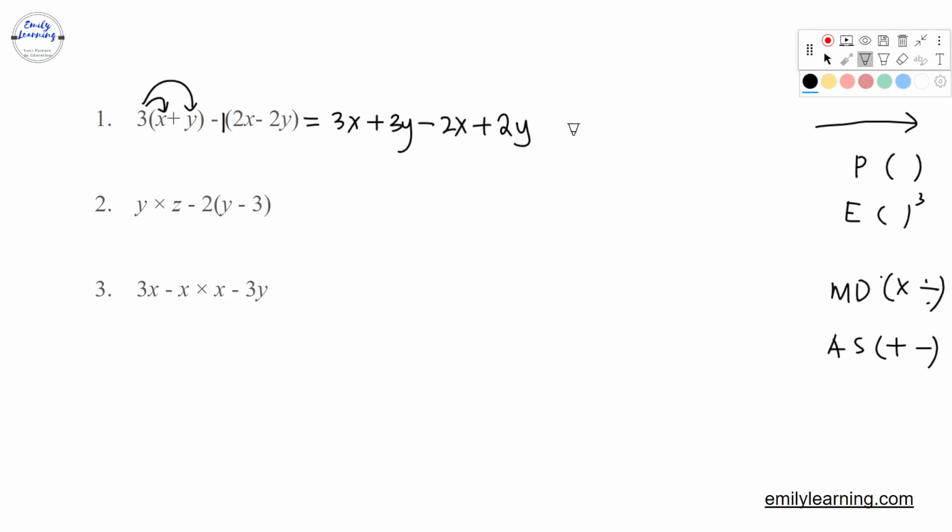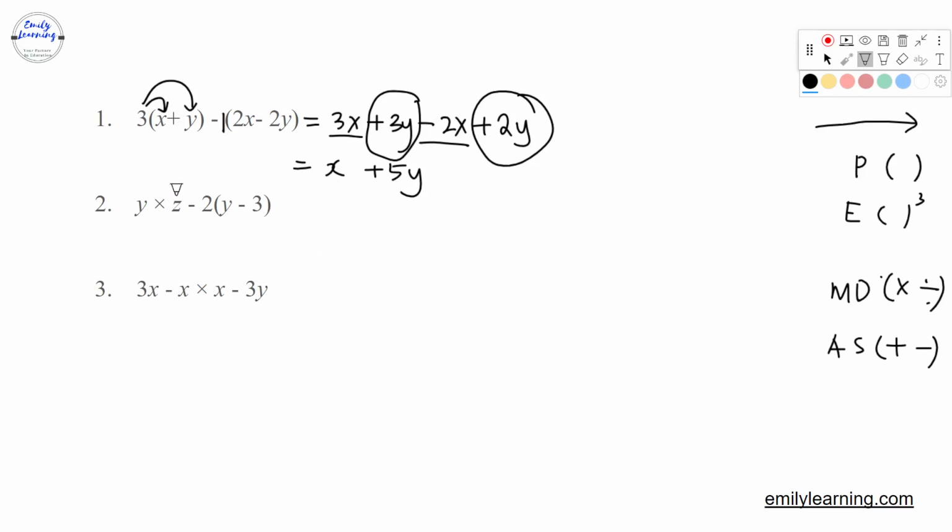Now that I've done this, next I can do my addition and subtraction. I can only add or subtract like terms. So this is my x terms with x. I take 3x minus 2x, which gives me x. 3y plus 2y, 3 plus 2, gives me 5y. So the answer for question 1 is x plus 5y.